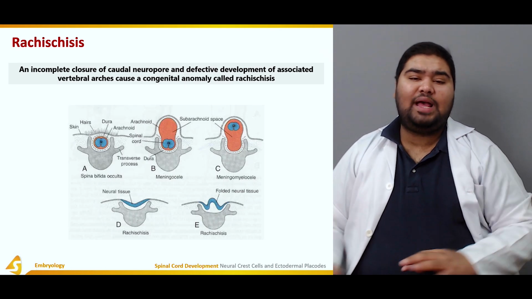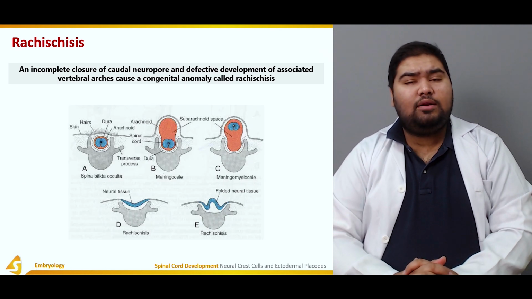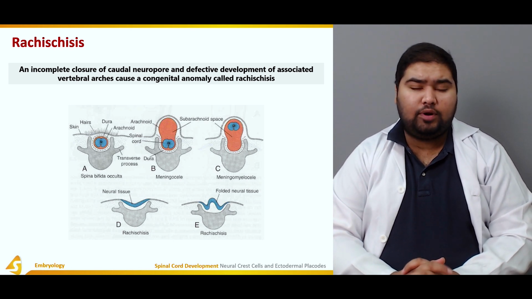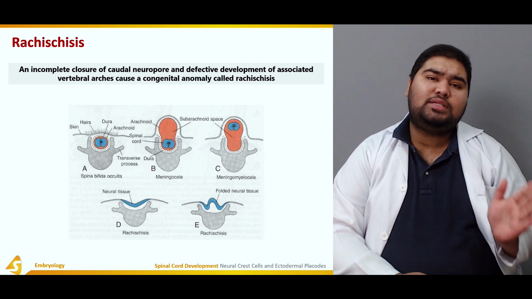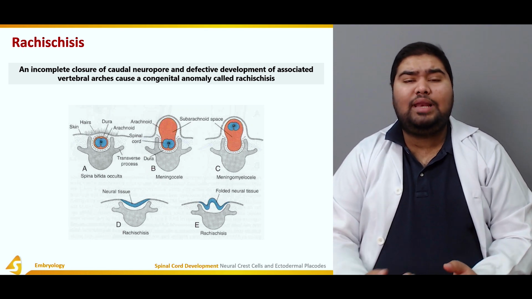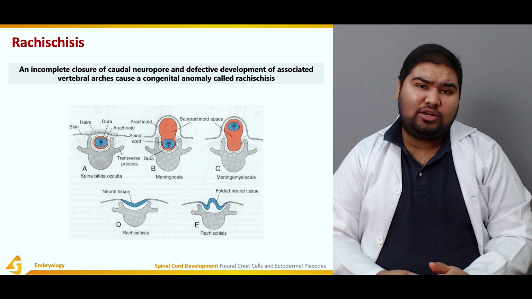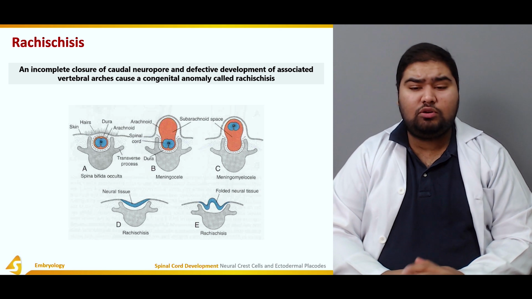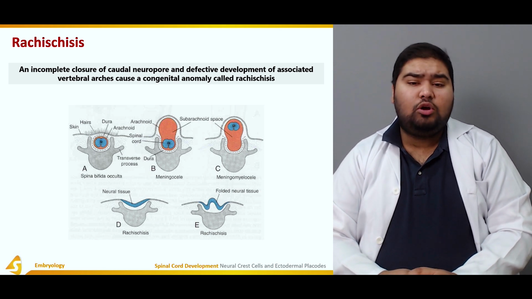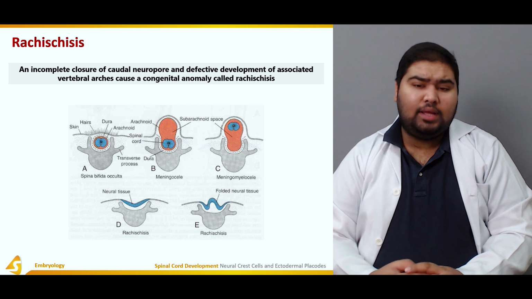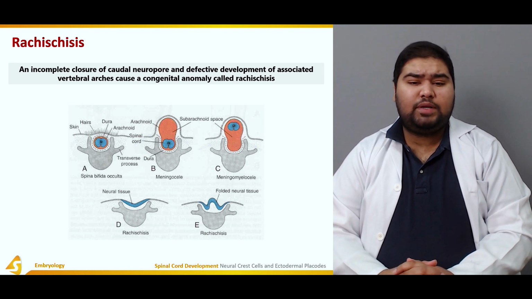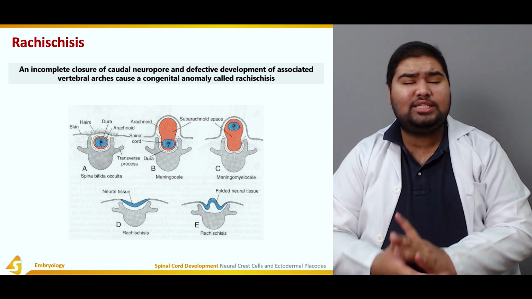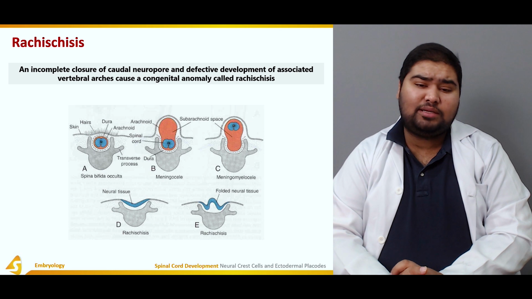Now, moving on, we have Rachischisis. In Rachischisis, there's incomplete closure of the caudal neuropore. So, initially, anencephaly was lack of closure of the anterior neuropore. In Rachischisis, we have incomplete closure. There's somewhat closure, but not a complete closure of the caudal neuropore, and there is defective development of associated vertebral arches, and it causes a congenital anomaly. So it is present at birth.